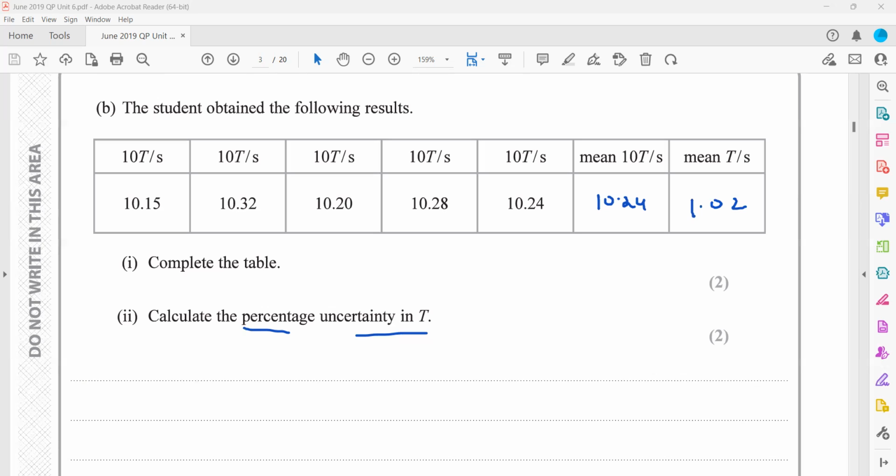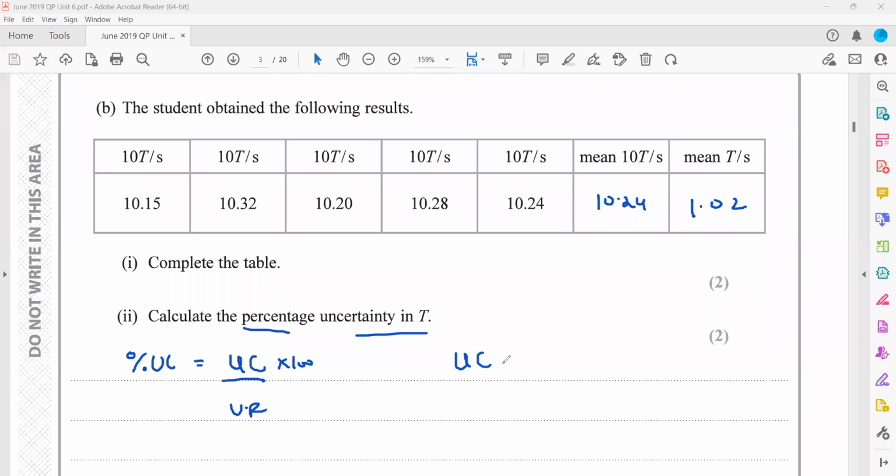And the percentage uncertainty, because we are measuring time t, we want the percentage uncertainty. Percentage uncertainty is uncertainty divided by the value recorded, times 100.